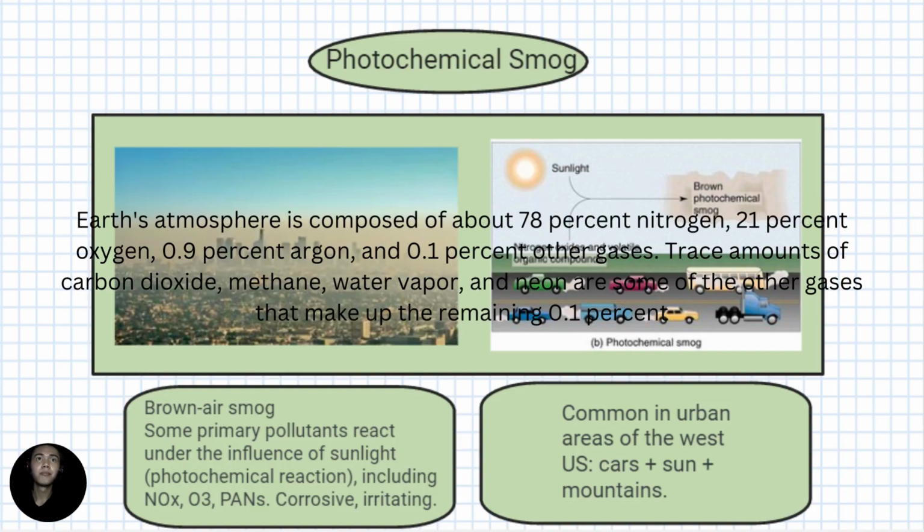And lastly, we have photochemical smog. Photochemical smog is a mixture of pollutants that are formed when nitrogen oxide and volatile organic compounds, VOC, react to sunlight, creating a brown haze above cities. It tends to occur more often in summer because that is when we have the most sunlight.